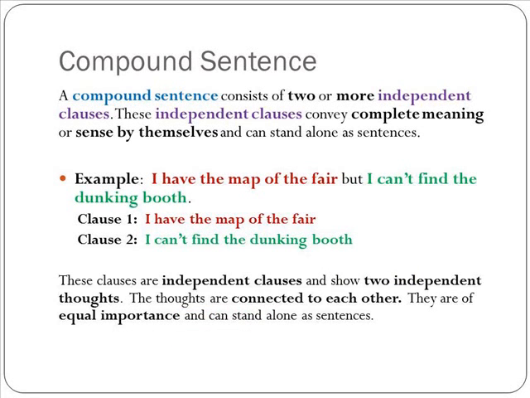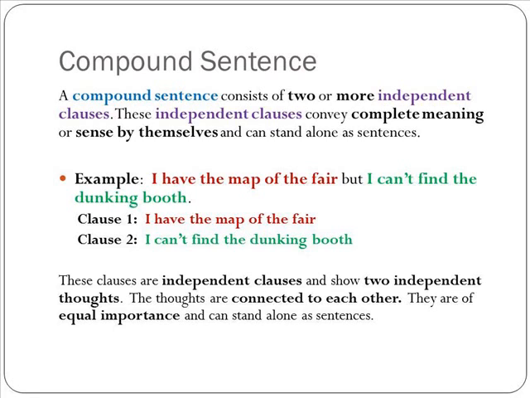Now it's time to look at our second sentence type. A compound sentence consists of two or more independent clauses. These independent clauses convey complete meaning or sense by themselves and can stand alone as sentences. Take a look at our example.